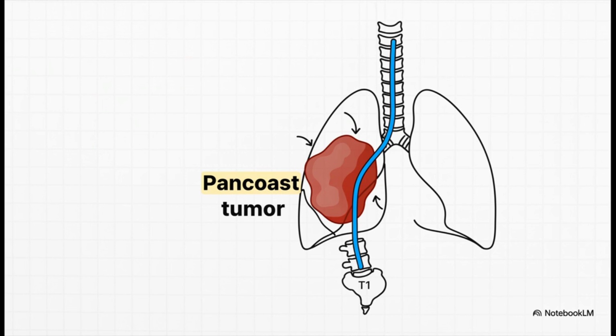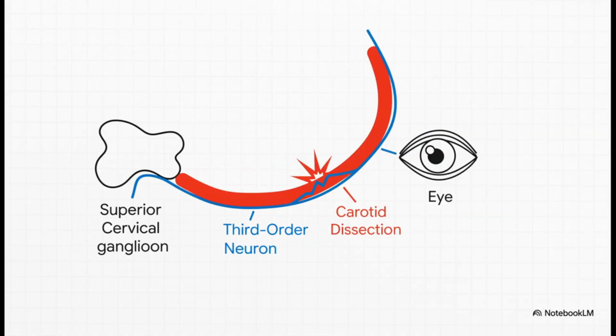As this nerve passes over the very apex of the lung, it's vulnerable. It can be directly compressed by a Pancoast tumor, which is one of the classic causes of Horner syndrome. Finally, we have the third-order neuron. It leaves the superior cervical ganglion and then piggybacks along the wall of the internal carotid artery, traveling all the way up to the orbit to supply Mueller's muscle. And this explains why something like a dissection of the carotid artery can also present with Horner syndrome.